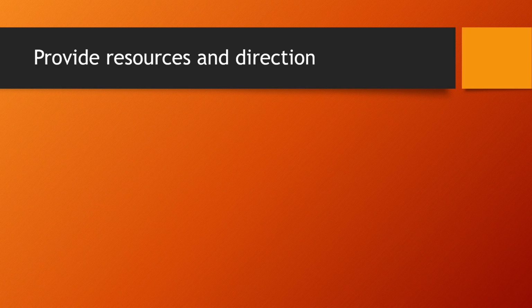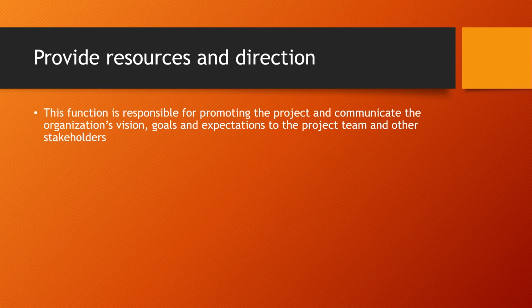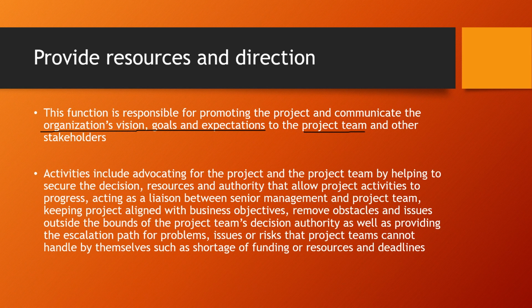Okay, so the next function is provide resources and direction. This function is responsible for promoting the project and communicating the organization's vision, goals, and expectations to the project team and even other stakeholders. So there are a lot of activities required in this function. And when you read through the activities, you will realize that we are not talking about a project manager here, because things are way beyond a project manager's paycheck. So activities include advocating for the project and the project team by helping them secure the decision and the resources and authority that allow the project activities to progress.